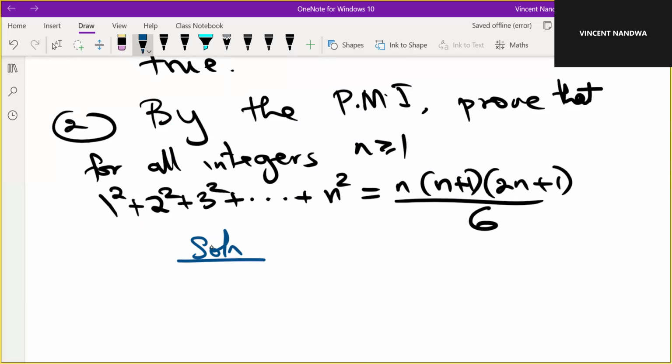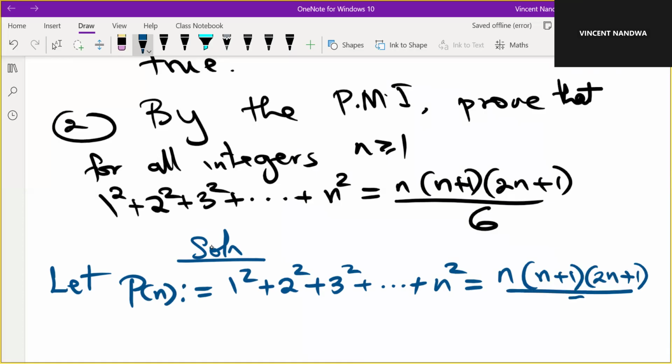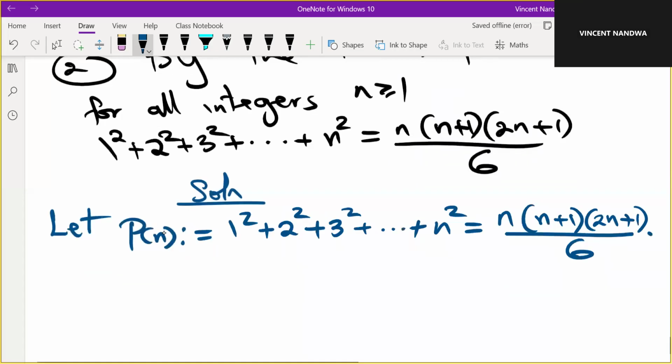We give the given statement a name, P of n, okay? So we say let P of n be this statement, 1 squared plus 2 squared plus 3 squared all the way to n squared equals n into n plus 1 into 2n plus 1 divided by 6, okay? So that's the starting point. We give the given statement a name P of n. So what follows?